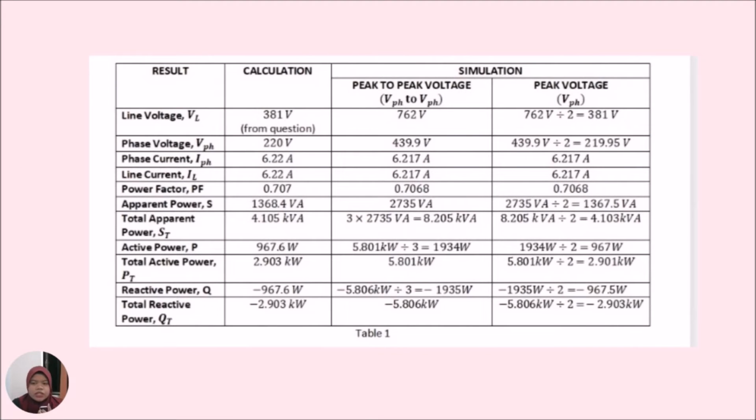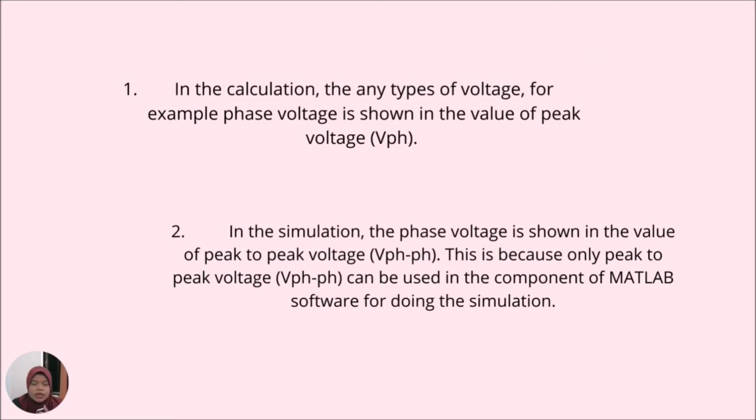The result of calculation and simulation of three-phase star connection circuit analysis are shown in table 1. In the calculation, any types of voltage, for example, phase voltage, is shown in the value of peak voltage or VPH. However, in the simulation, the phase voltage is shown in the value of peak-to-peak voltage or VPH-PH. This is because only peak-to-peak voltage can be used in the component of MATLAB software for doing the simulation. Therefore, the value of peak voltage can be obtained by using the value of peak-to-peak voltage divided by 2.